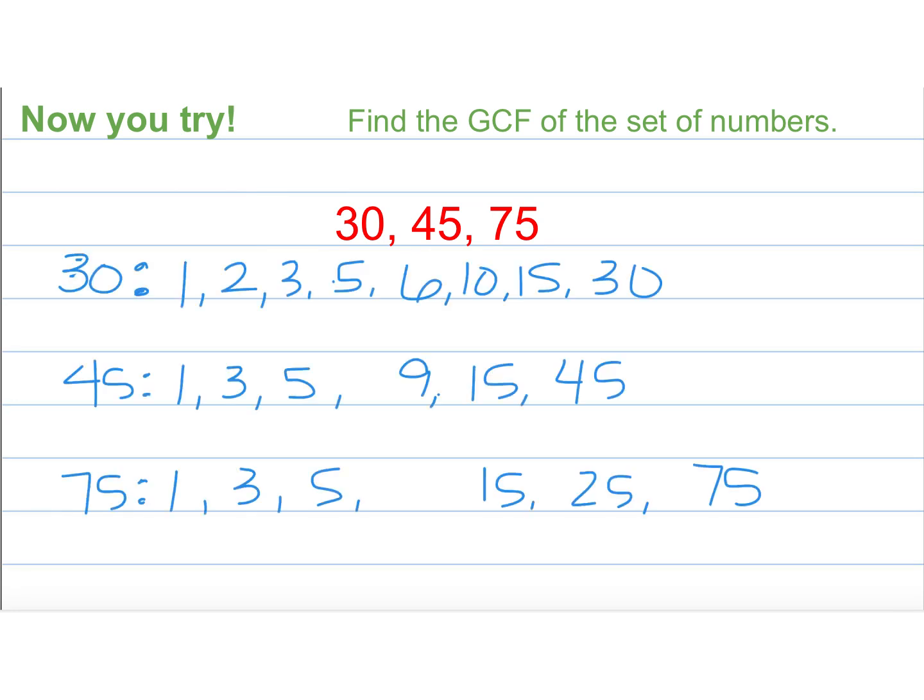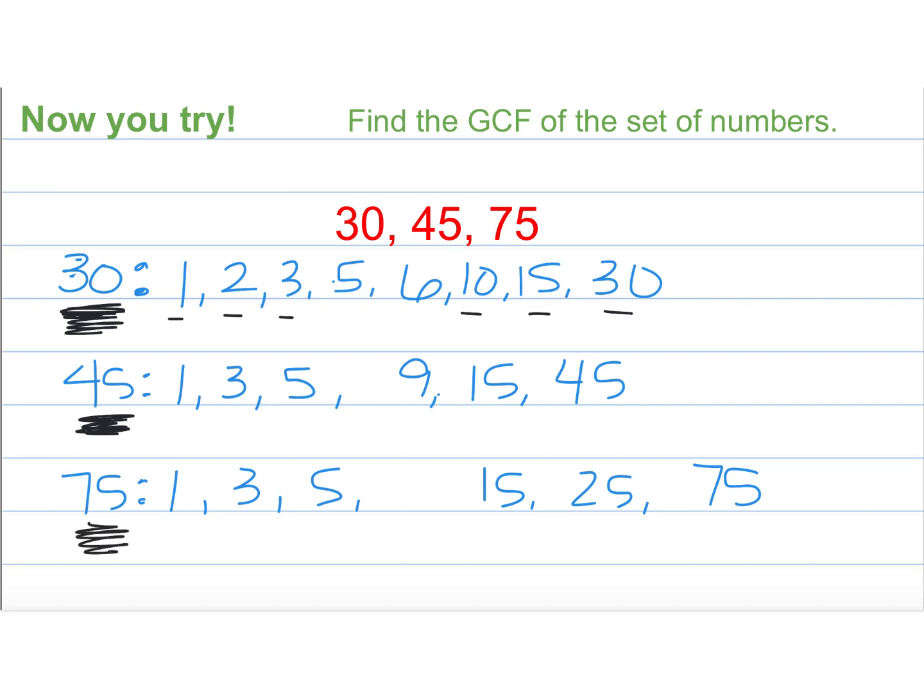Okay, so this time I decided to list out all the factors of each number. So I factored out 30. And you can see here I have all the factors of 30. Remember, when we factor, we always do the pairs. So 1 times 30, 2 times 15, 3 times 10, and so forth. And then I have the factors of 45. And I like to do it in order from least to greatest as well.